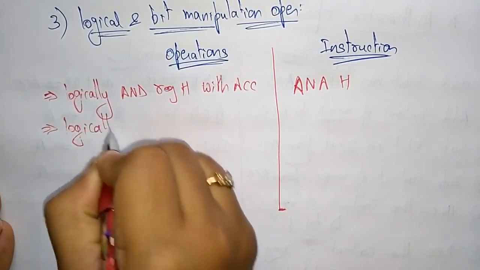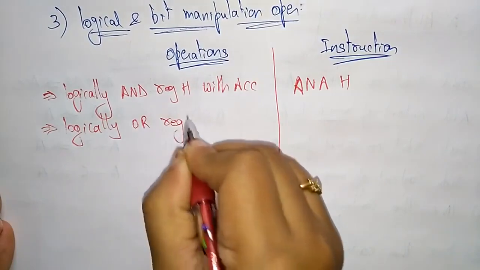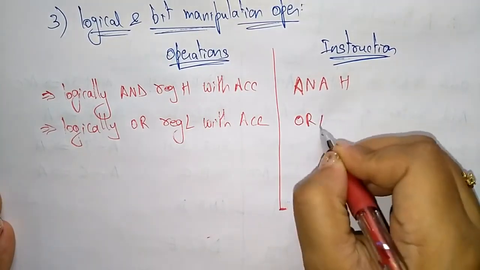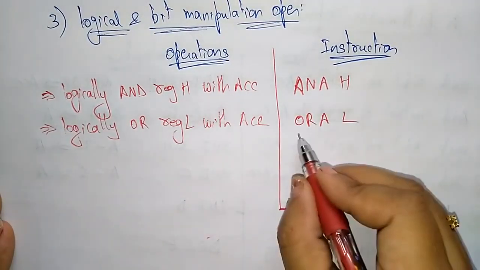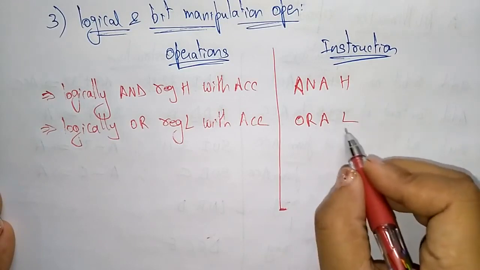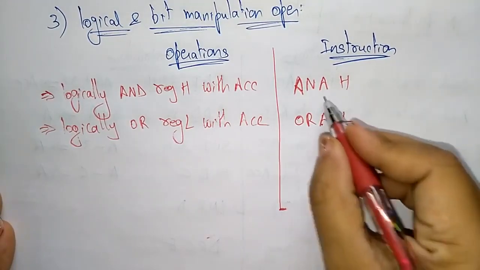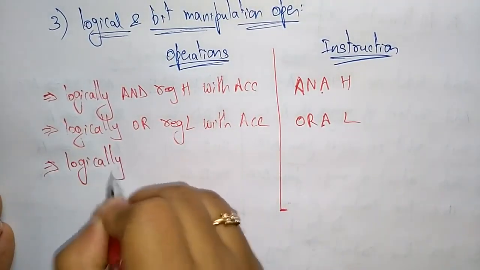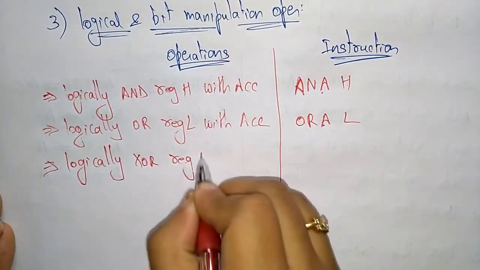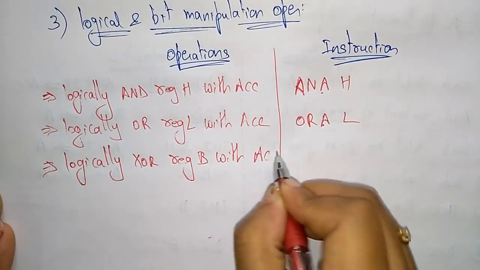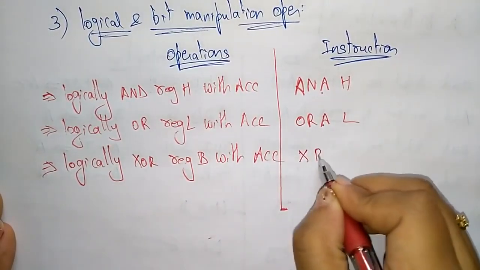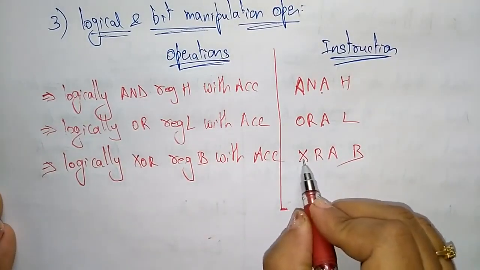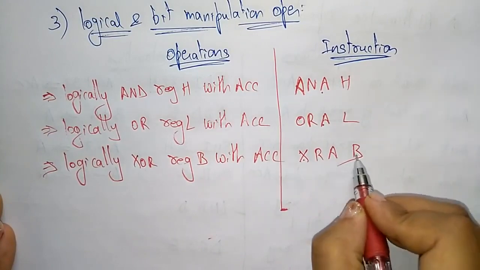Next, logical OR of register L with the accumulator. For that, ORA L. ORA means logical OR operation has to be performed on register L with the accumulator. Next, in the same way, logical XOR of register B with the accumulator. For that you have to write XRA B. This is XOR logically of B with the accumulator.